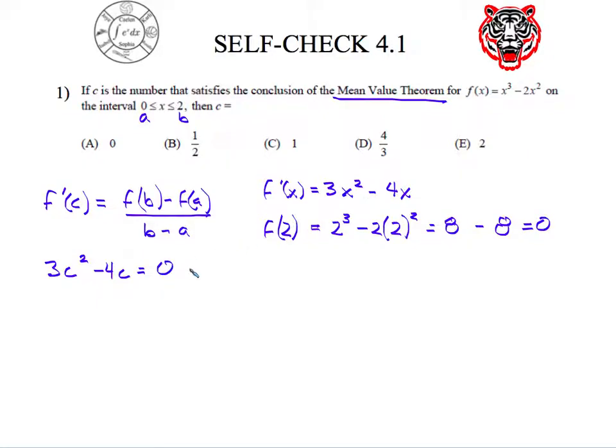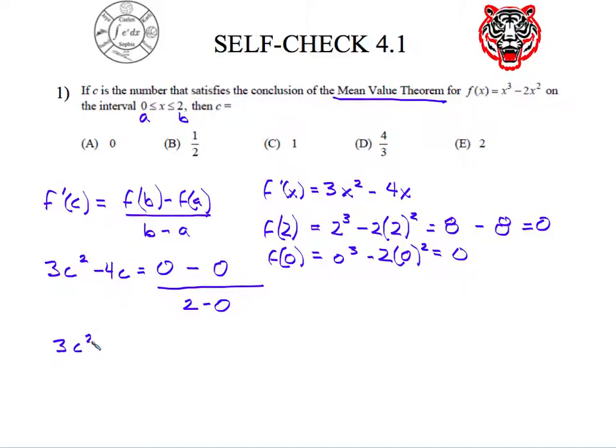So let's plug in 0 minus, and again on the bottom B minus A was 2 minus 0, and now we need f of A was 0, so I need to find f of 0. Plugging in 0, I get 0 cubed minus 2 times 0 squared, which is equal to 0 again. So we have 0 minus 0. So we really have the equation 3c squared minus 4c is equal to 0.